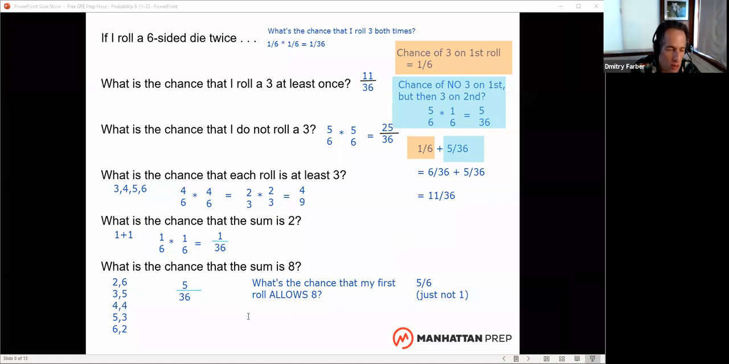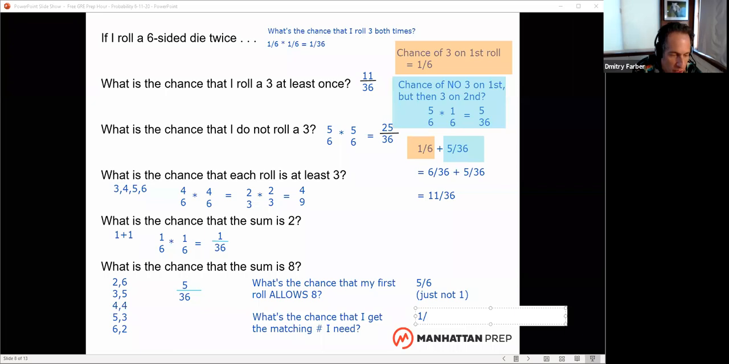And then what's the chance that I get the matching number I need? So in other words, whatever I roll on the first die, there's only one number that's going to add to that to make 8. So what's the chance that I get that number? 1/6. You multiply those together. 5/6 times 1/6 is 5/36, right? So you multiply those together and you get 5/36.